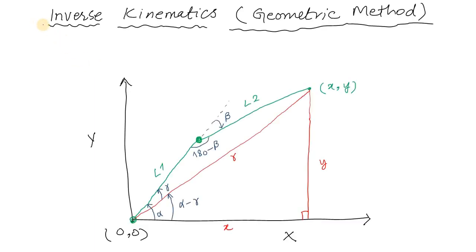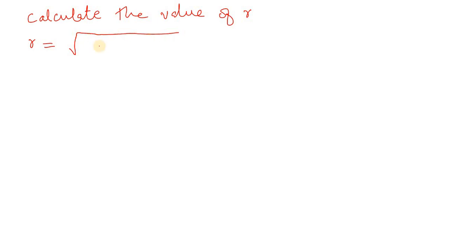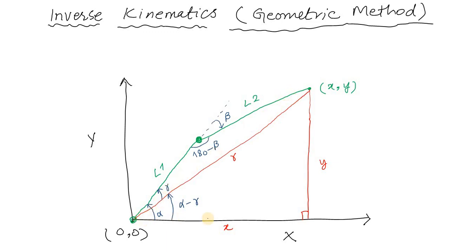So the first thing we calculate is this value of R, because Y and X are known. It means we can calculate our R. R can be calculated because this is a right triangle. So we can calculate the value of R using this formula in this right angle triangle.